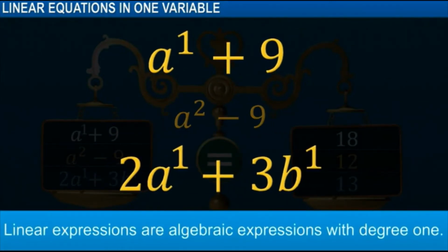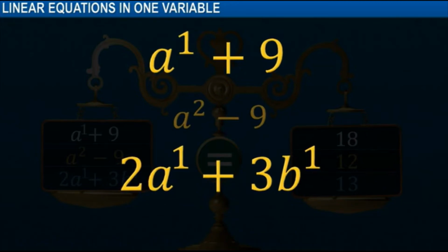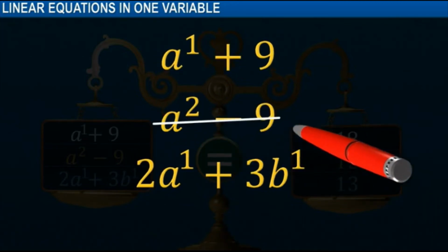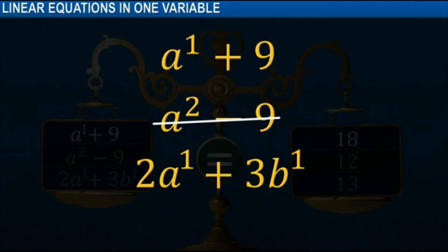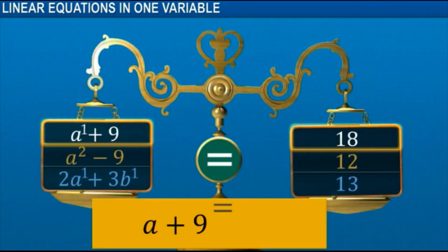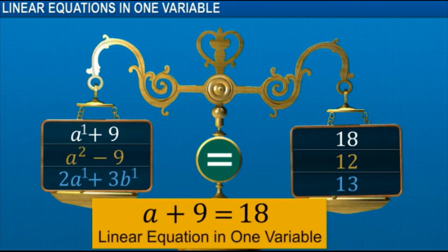Algebraic expressions with degree 1 are called linear expressions. All expressions that have degree greater than 1 are not linear. Now, let's consider the first equation. It is a linear expression with one variable. Such an equation is called a linear equation in one variable.